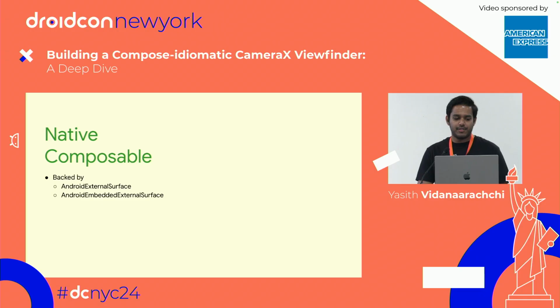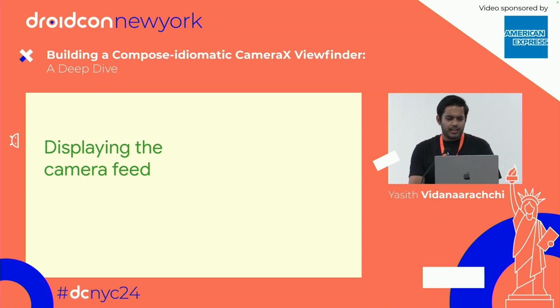Let's try to create a native composable. And for the surfaces, we're going to be using the Android external surface and the Android embedded external surface. For those who are not familiar, Android external surface is pretty much the surface view, and the Android embedded external surface is the texture view. When we actually started building this, these were not available, so we built our own. But the Compose team has built much better composables, so we switched over to these.